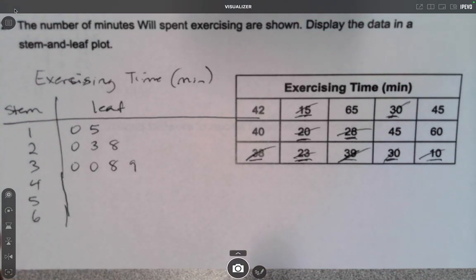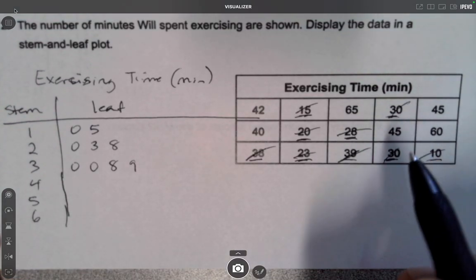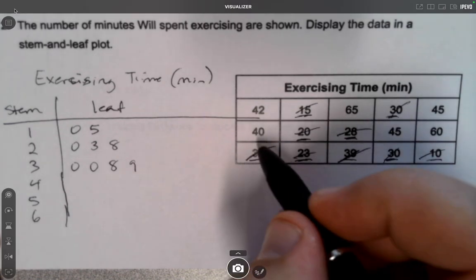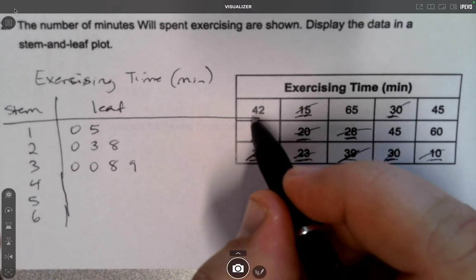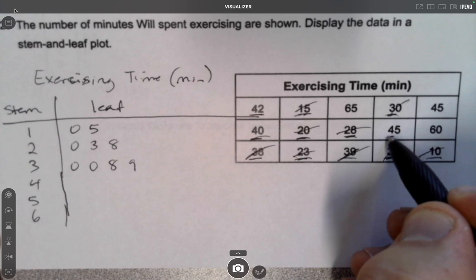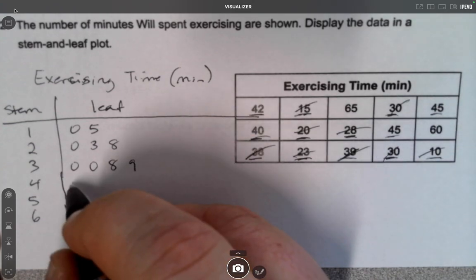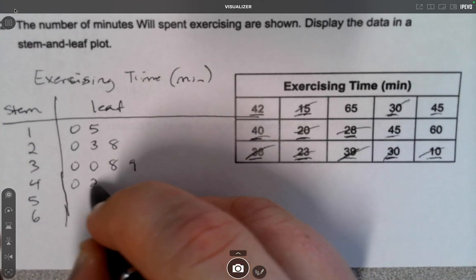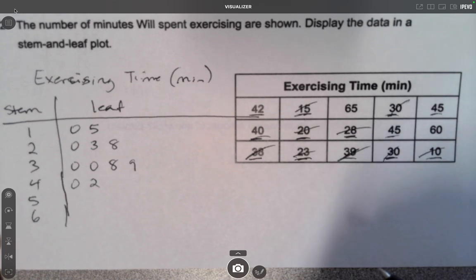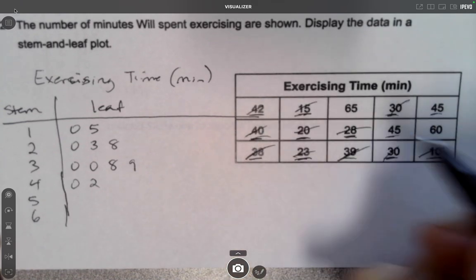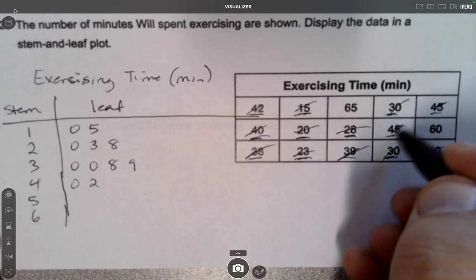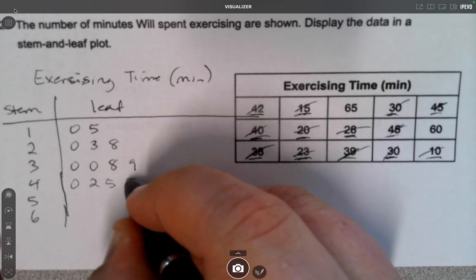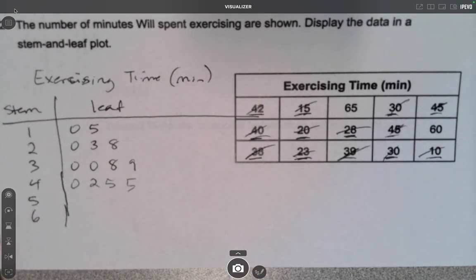Now we look for 40s. I see a 40, I see a 42, and 2 45s. So a 40, 40, 42, 42, and then 2 45s. So I'll put 2 5s here in that range.